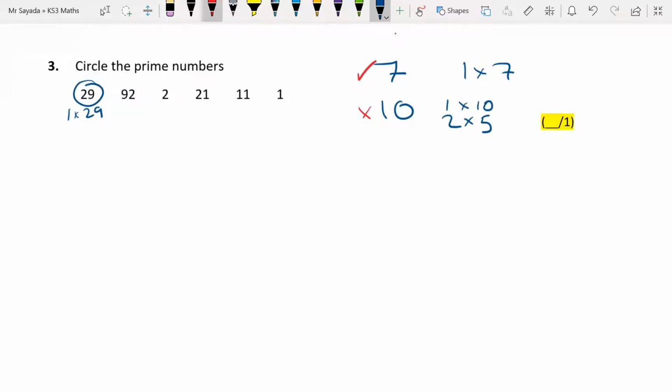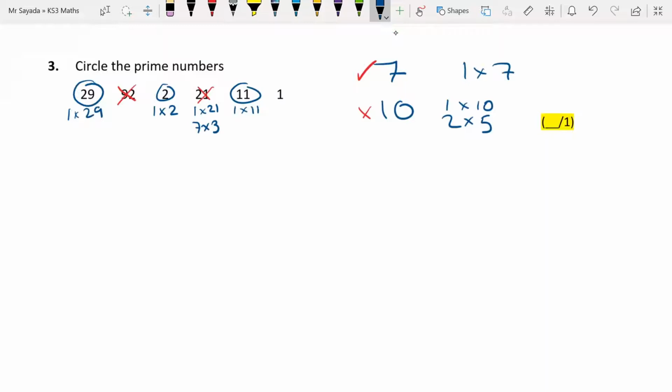92 is an even number, so it also divides by 2, so it's not prime. 2 has only got 2 factors, 1 and 2. So 2 is a prime number. 21, so you've got 1 and 21, but you also have 7 and 3. So that's not a prime number. 11, its only factors are 1 and 11. So 11 is a prime number.